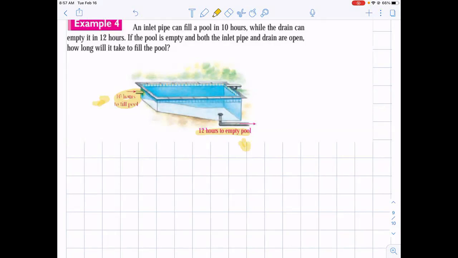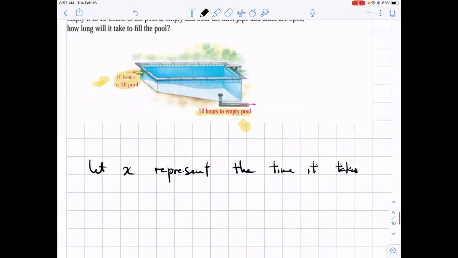So let X represent the time it takes to fill the pool with both pipes. So we'll start off with: let X equal the time it takes to fill the pool with both pipes open.